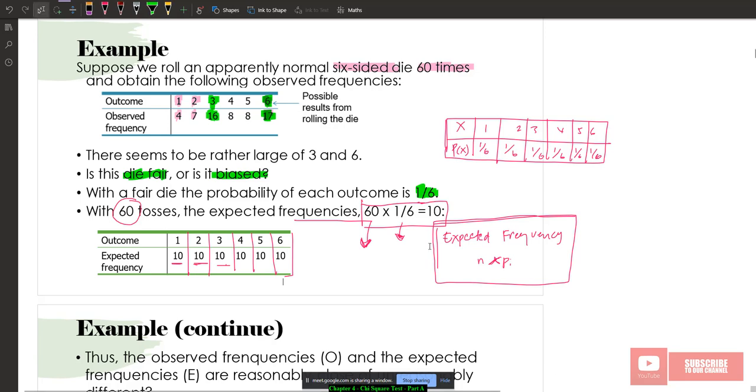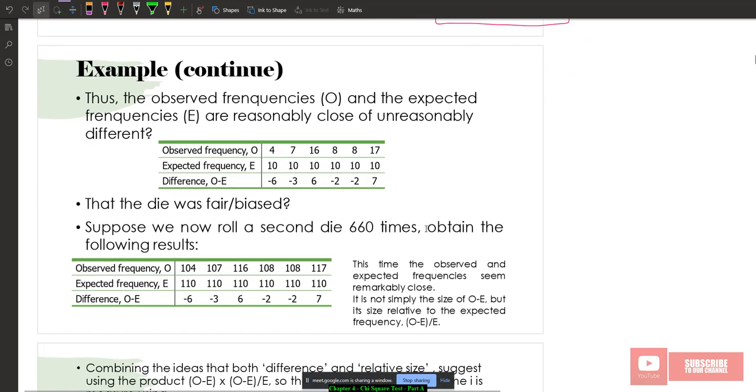From the expected frequency, we can calculate the difference between the observed frequency and the expected frequency. The observed frequency minus the expected frequency means 4 minus 10, which equals -6. We will use the difference between the observed and expected frequencies to calculate the test statistic, which follows a chi-squared distribution. So the question is, we want to know whether the die is fair or biased.